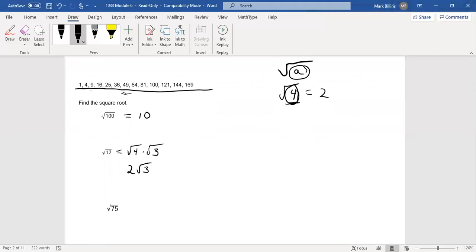So 64 doesn't go into 75, nor does 49, nor does 36, but 25 does. So I'm going to rewrite 75 as the square root of 25 times 3, because 25 is a perfect square factor, and 25 times 3 gives me 75. Notice they're both underneath the radical sign. 25 is a perfect square, so you ask yourself what multiplied times itself gives you 25, and that would be 5. So our answer would be 5 square roots of 3.